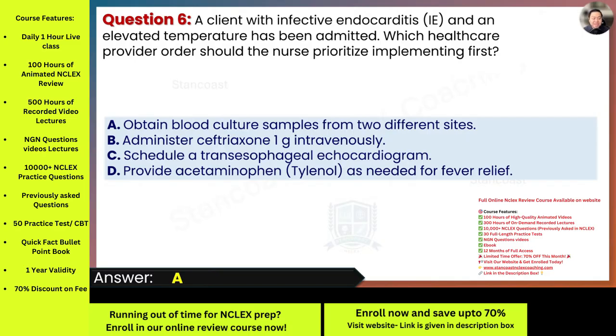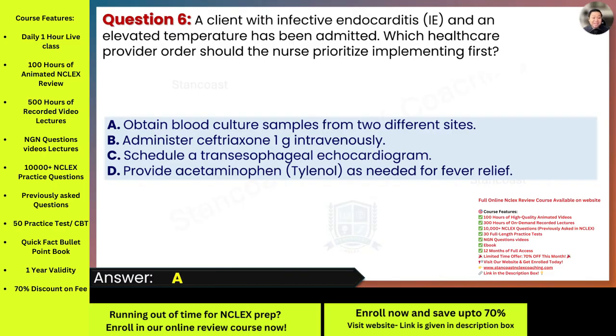Now, what about letter B? Why is this incorrect? Now, we know that antibiotics like ceftriaxone are the mainstay of treatment for infective endocarditis, but giving them before obtaining blood cultures can compromise the ability to pinpoint the responsible bacteria.